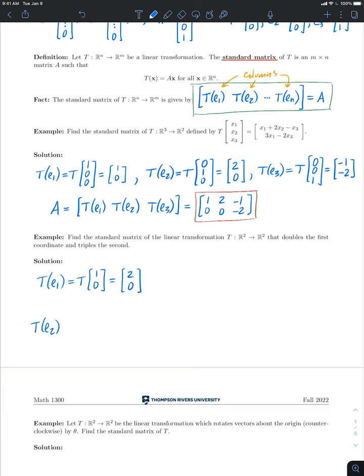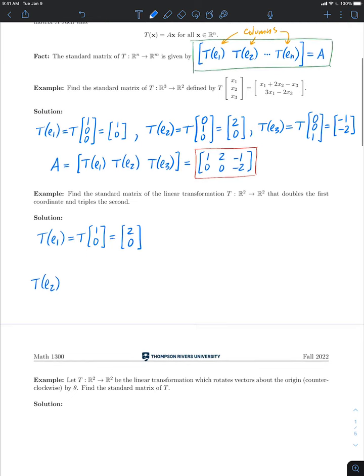Okay. Then let's do the same thing for E2. So we've got T of E2. If we double the first coordinate, you're just going to double the 0 and get 0. And if you triple the second coordinate, that's a 1. So multiply it by 3 and you get 3. So now you know what T does to each of the standard basis vectors. So it's a straightforward matter to put them together to get the standard matrix. So our standard matrix is going to be the matrix whose columns are T of E1 and T of E2. So put those two columns together and you're going to get this 2 by 2 matrix.